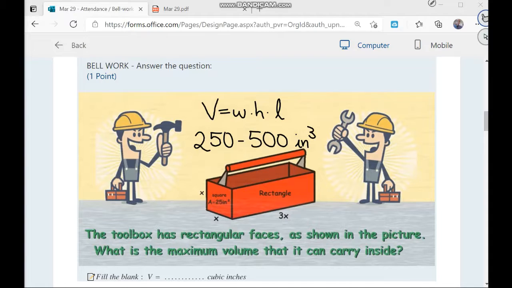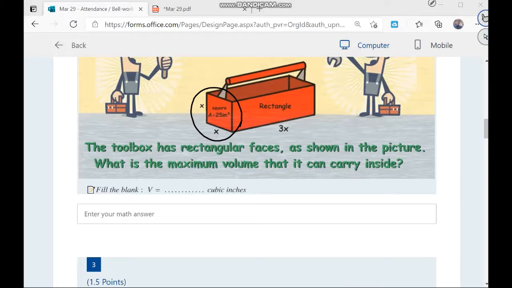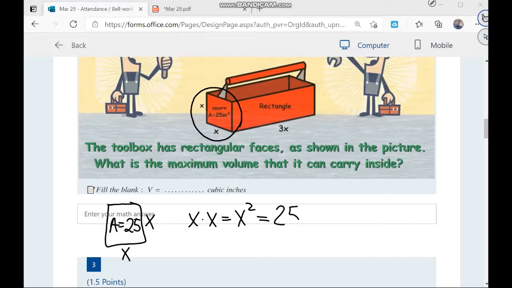To solve the bell work today, you're going to need this formula here. You're going to also need this range if you want to guess. But we have a square, something like that, x, and the area is 25 square inches. That means x times x, which equals x squared, equals 25 square inches, right? This is something that we know from the picture.